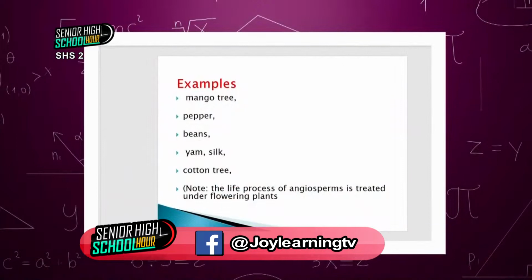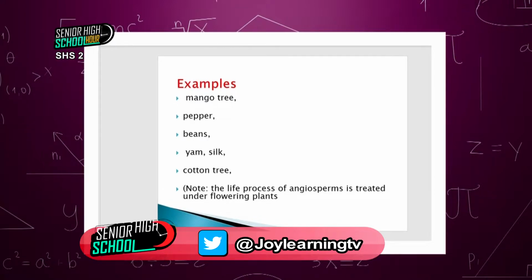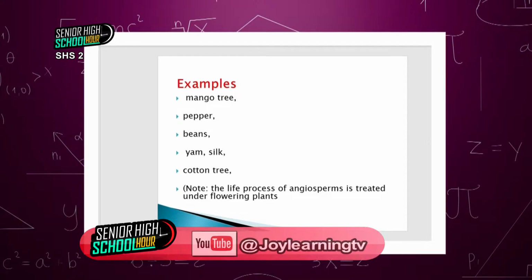Then examples are the mango tree you see around, the pepper, the beans, the yam, the silk cotton tree, the flamboyant, all those that you've seen. So mostly in Form 2 or Form 3, we will take you through flowering plants where we will delve deeper with a lot of examples.